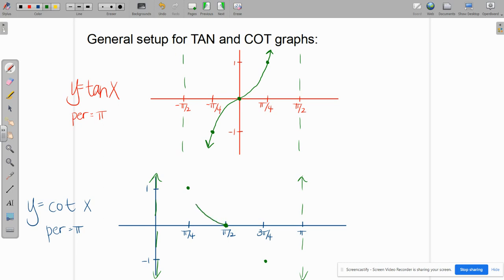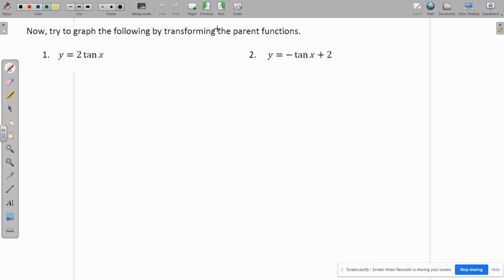So again, it looks like half of a parabola opening up, and then here it looks like half of a parabola opening down. So as long as you can set up in general what these look like to start off, then we manipulate these the same way that we've been.